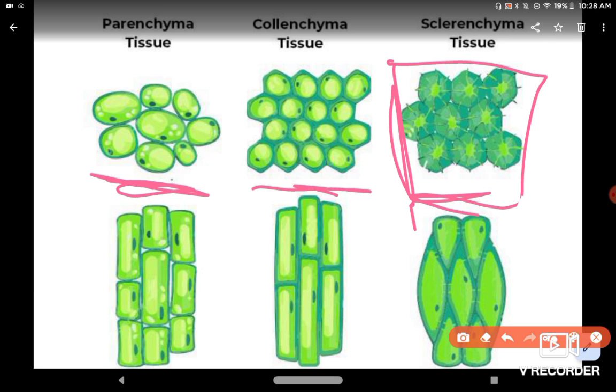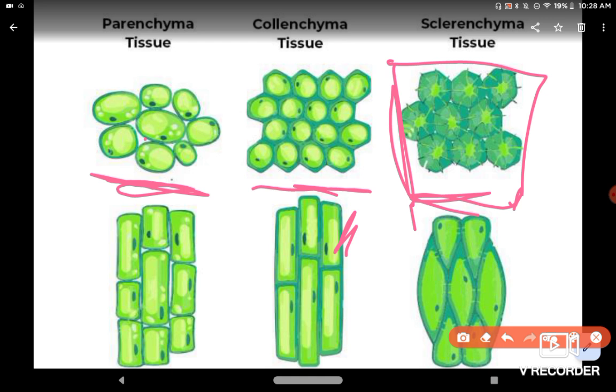They're supposed to be dead. They also have a lot of lignin. They have little intermolecular spaces. The one with the most intermolecular spaces is parenchyma. The one with the least is collenchyma. And I guess sclerenchyma is kind of just there. So it's supposed to be a strong foundation for the plant.